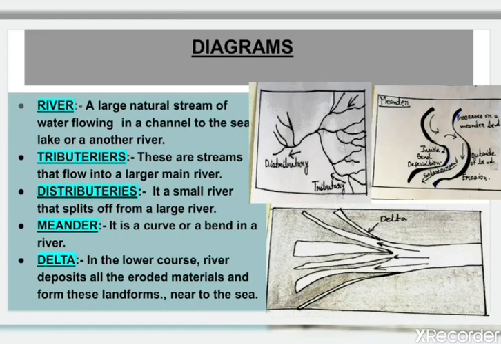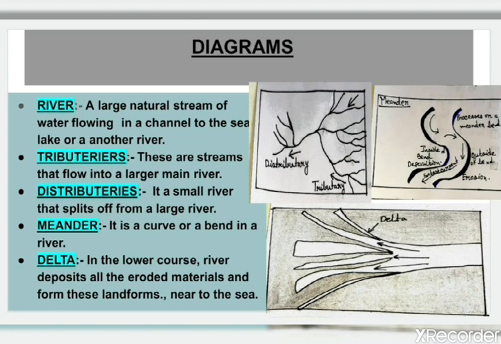Let's talk about the diagrams which we see in the map. First is river, a large natural stream of water flowing in a channel to the sea or lake or another river. Then next we will learn its tributaries. These are streams that flow into a larger main river. And distributaries, a small river that splits off from a large river. Next is meander. It is a curve or a bend in a river, generally formed in the middle course.